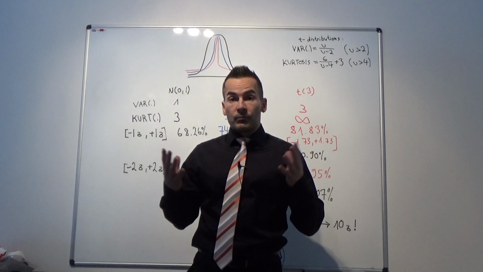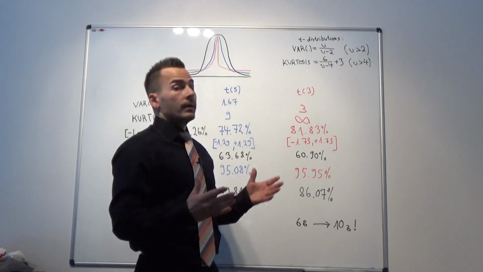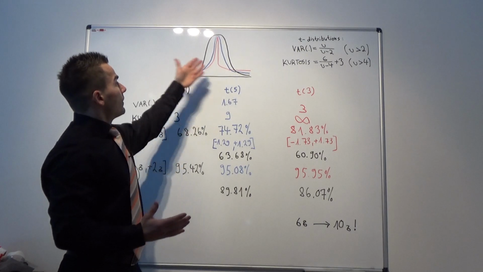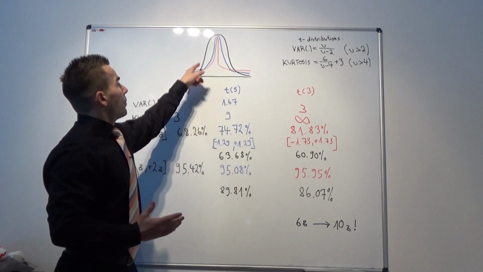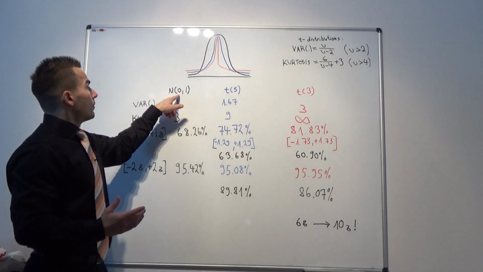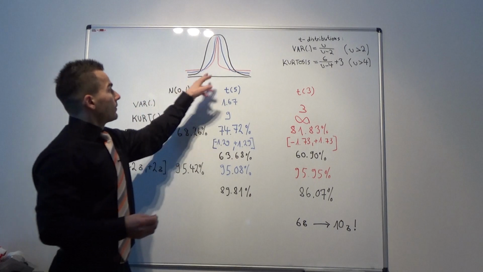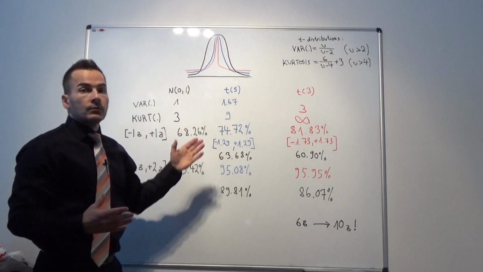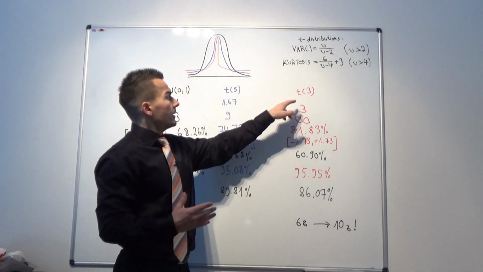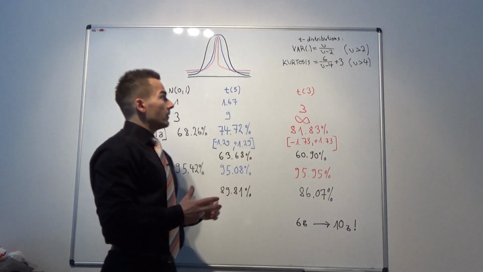So obviously there are some problems if we assume the normal distribution, and this is what we will discuss now here on the whiteboard. I plotted three different distributions. The black line illustrates the standard normal distribution that has a mean of 0 and a variance or standard deviation of 1. The blue line illustrates a t-distribution with 5 degrees of freedom. And finally, the red line illustrates a t-distribution with 3 degrees of freedom.